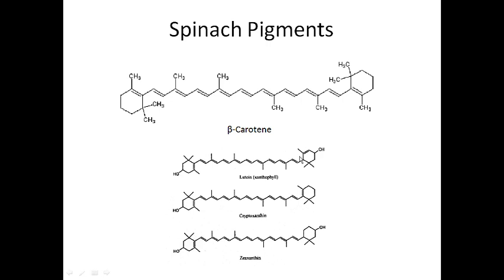Then there are some other xanthophylls that have this carotene structure, only they have polar groups, like hydroxyl groups, attached. These make up what are called xanthophylls, things like lutein and cryptoxanthin and zeaxanthin. But these would be a little bit more polar than the beta-carotene would be.